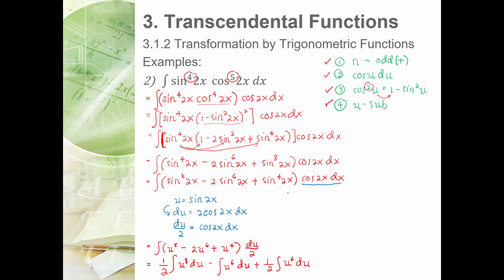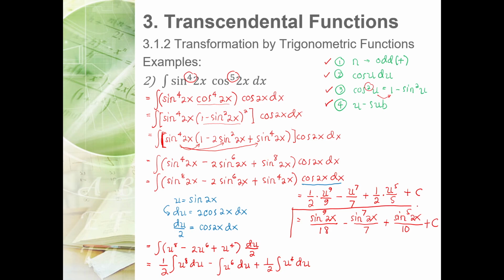So muna siya. Integrating, for the first term is 1/2 times u to the power of 9 all over 9 minus u to the power of 7 all over 7 plus 1/2 times u to the power of 5 all over 5 plus c. If you try to simplify and then replace u with your u function, the first term is sine to the power of 9 2x all over 18 minus sine to the power of 7 2x all over 7 plus sine to the power of 5 2x all over 10 plus c. So this is your final answer.